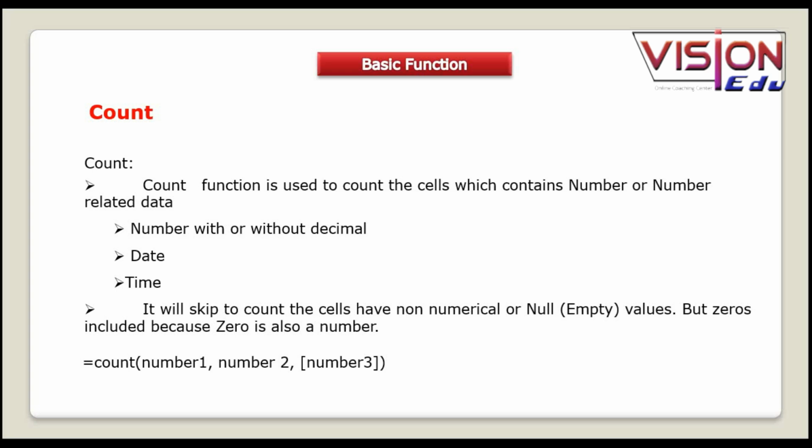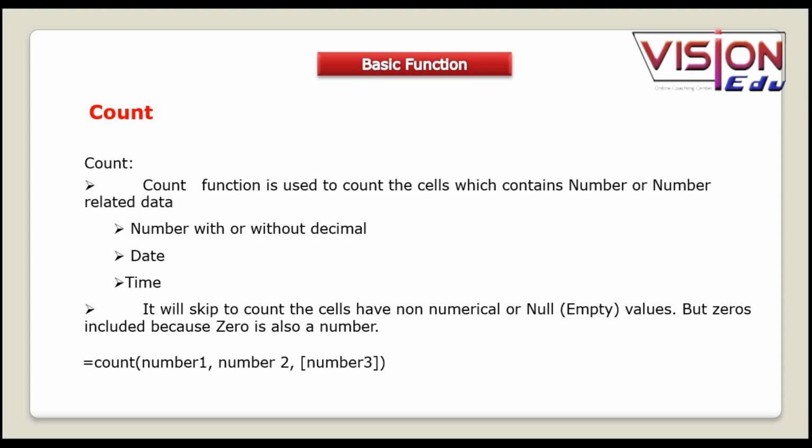The main use of the COUNT function is to count the cells which contain a number or numerical data, meaning any type of number-related data. The COUNT function can count cells which contain numbers, with decimals or without decimals, and also dates, because they are related to numbers, and time. So these are all three types of data that can be calculated using the COUNT function.